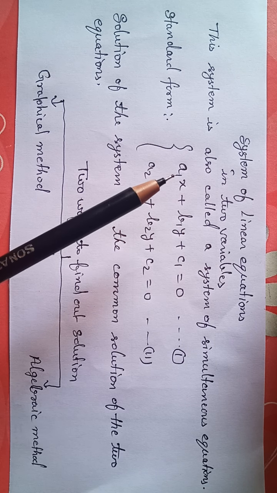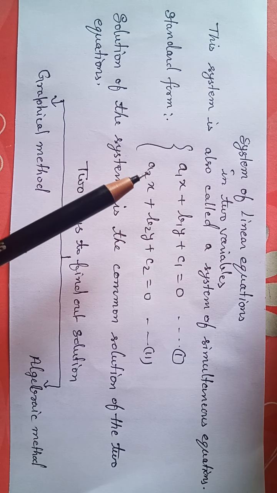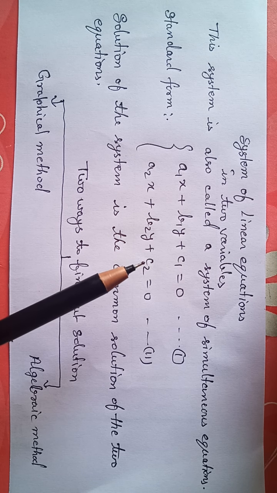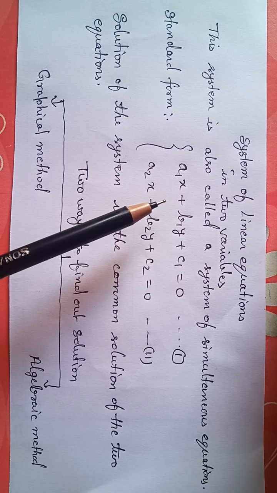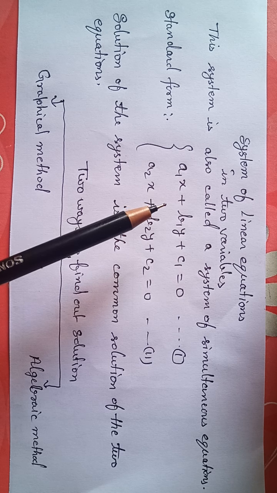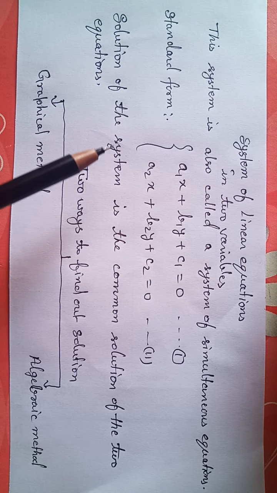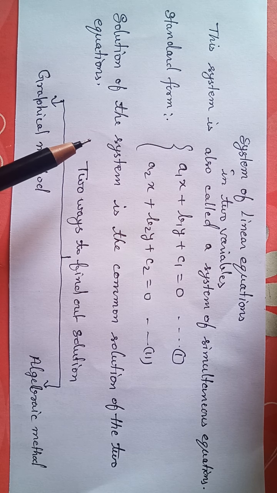Here a1 is the coefficient of x, b1 is the coefficient of y, c1 is the constant term. a2 is the coefficient of x, b2 is the coefficient of y, and c2 is the constant term. Now, as we know that each linear equation in x and y can be represented on graph paper, and its representation is always a straight line. So we will get two straight lines. Solution of the linear equations is the common solution of the two equations.